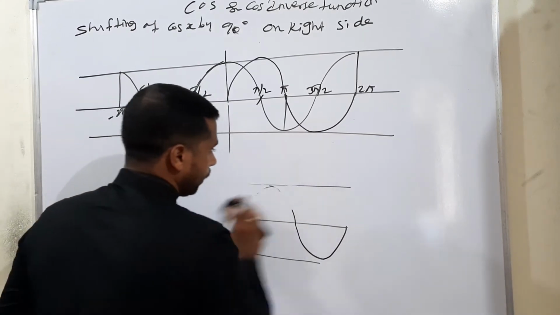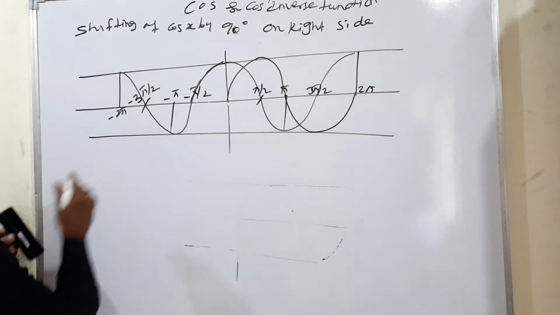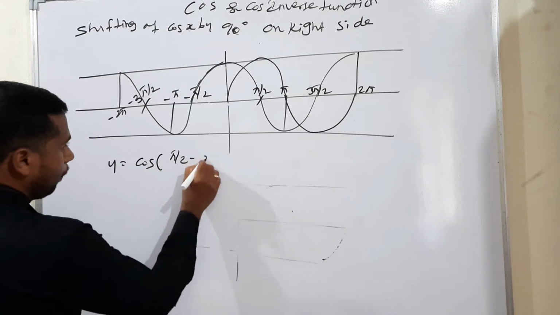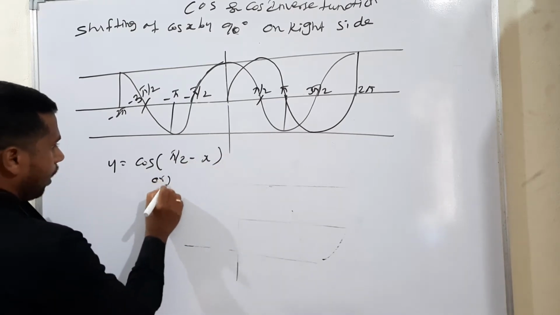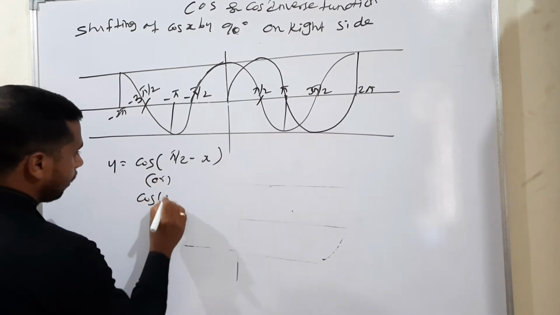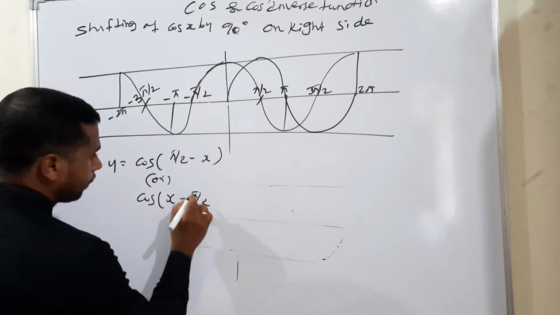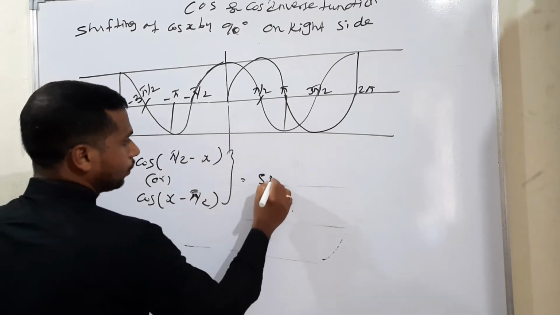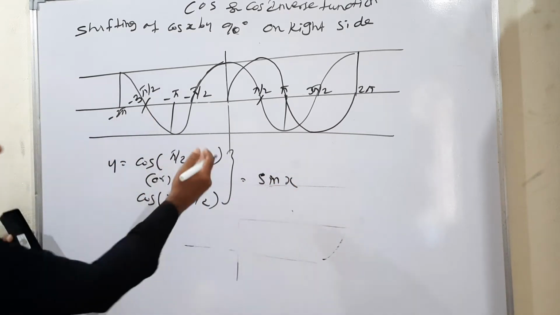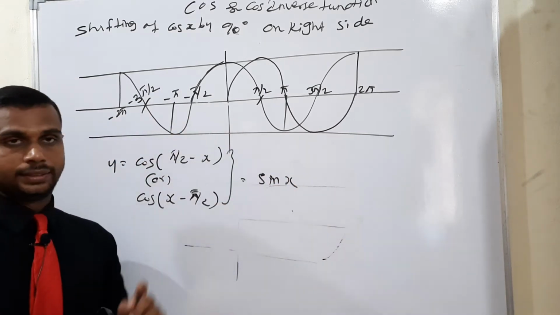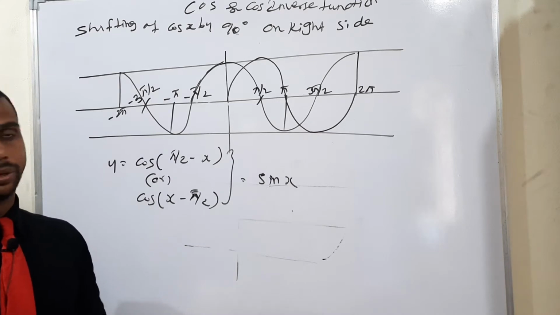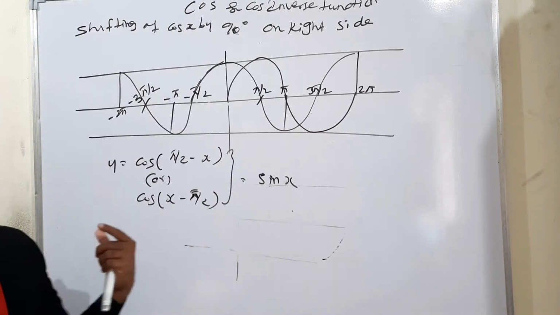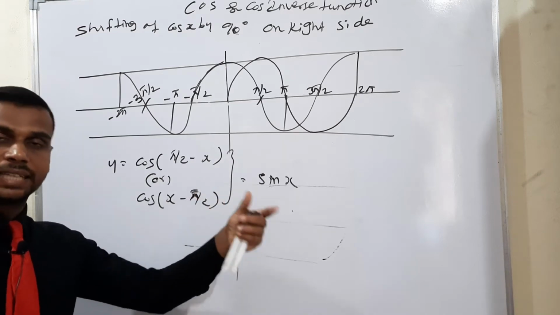Therefore, we can write y is equal to cos of pi by 2 minus x, or cos of x minus pi by 2. The whole term is equal to sin x, because of shifting cos x by 90 degree on the right side. This is called the sin x graph. This is one of the important points. Now I am moving to the continuation of the general term of cos x and sin x.